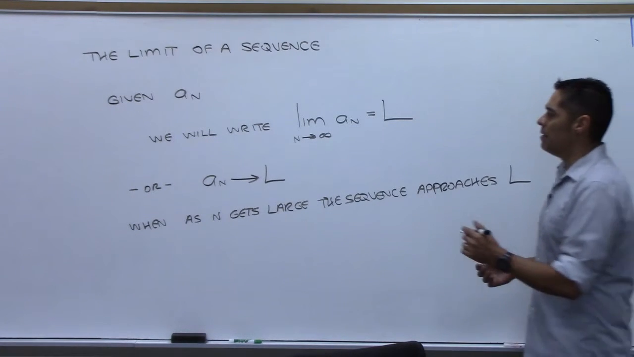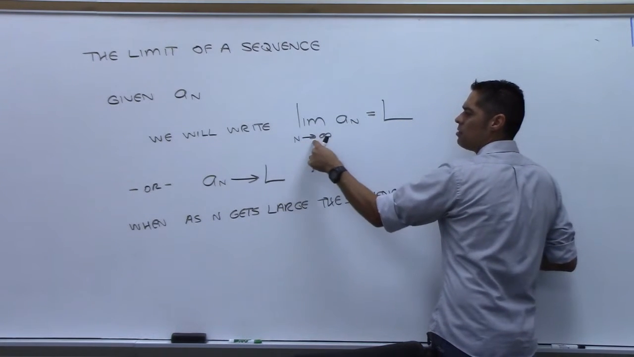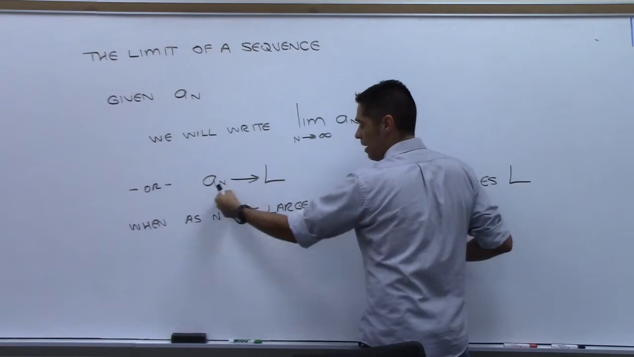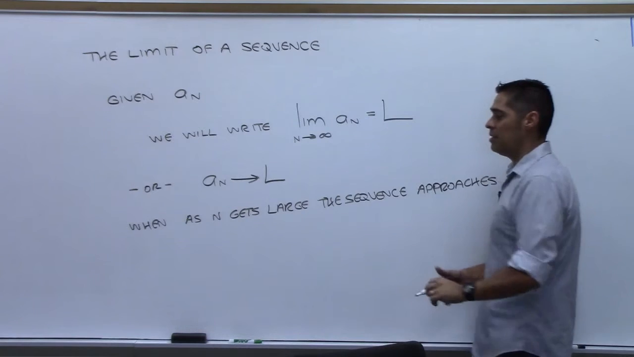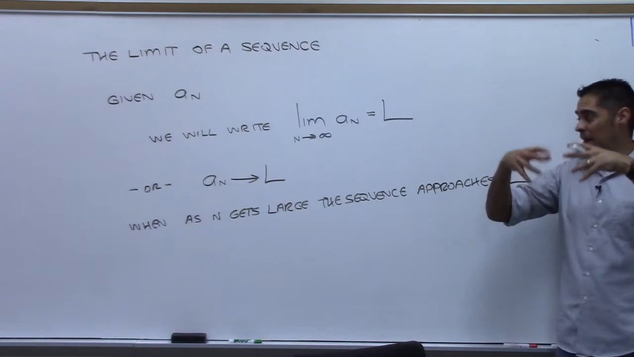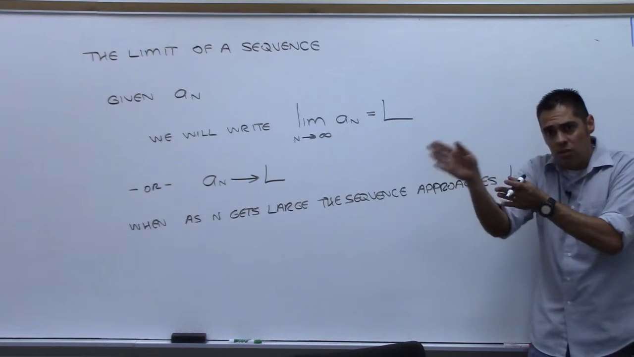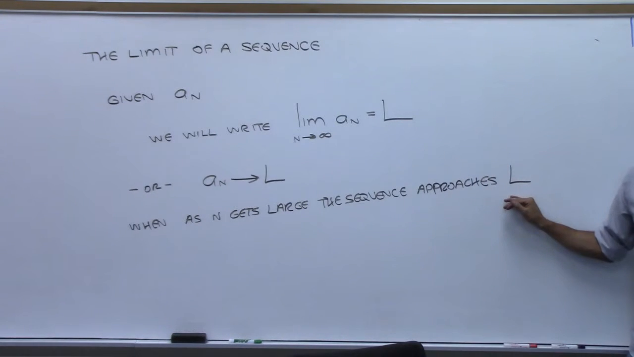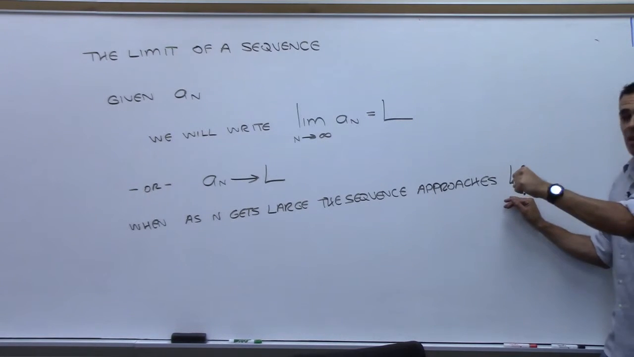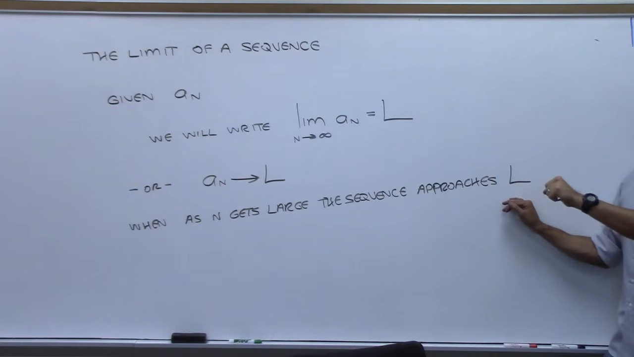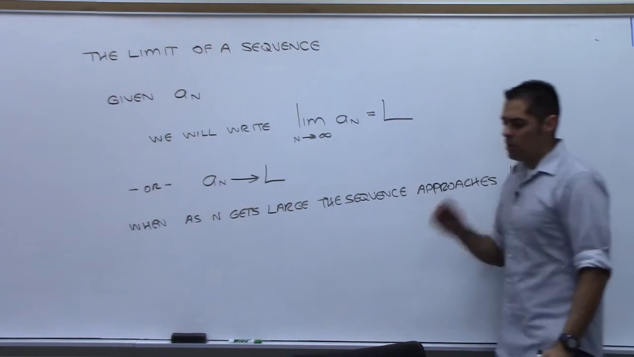So if we write that the limit as n goes to infinity of our sequence equals L, or if I write a sub n with an arrow going to L, what I mean by this is that when n gets bigger, my sequence is actually getting closer to some number. I don't have to ever achieve the number. I don't ever have to get there, right? I just have to get closer and closer, right?